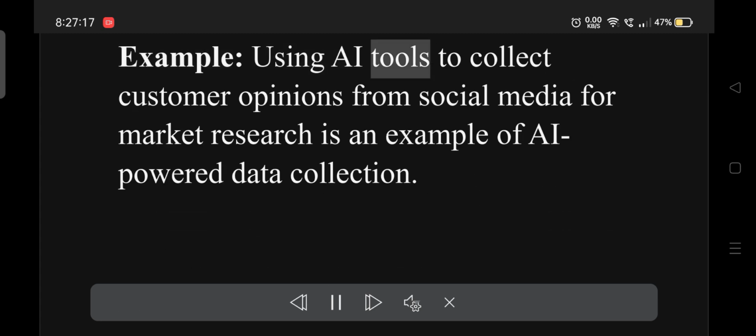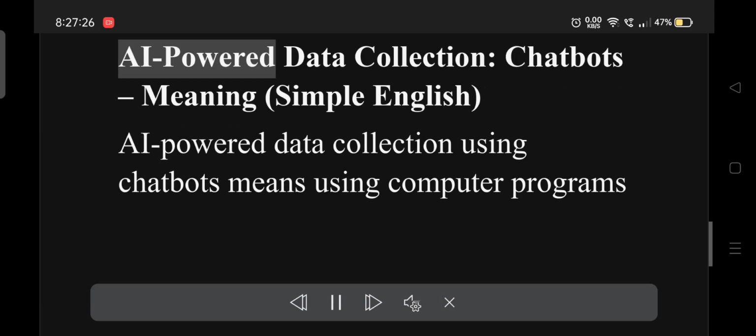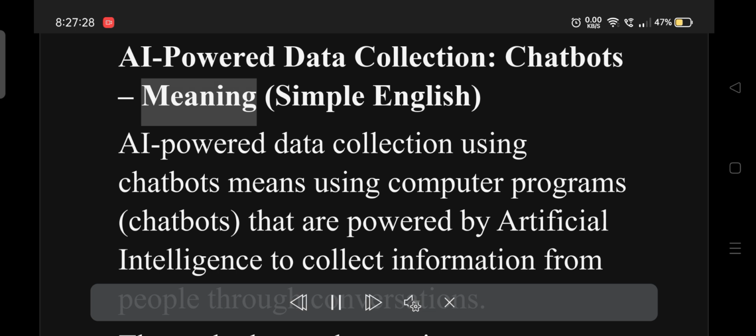However, AI may sometimes produce errors if the data source is not correct or properly trained. Example: using AI tools to collect customer opinions from social media for market research is an example of AI-powered data collection.